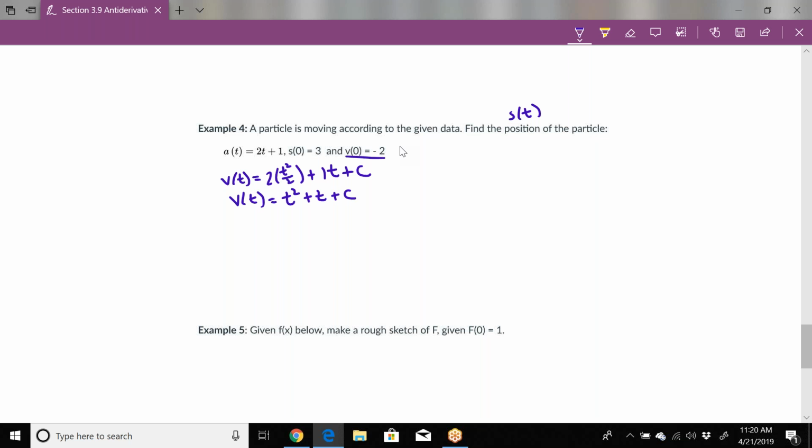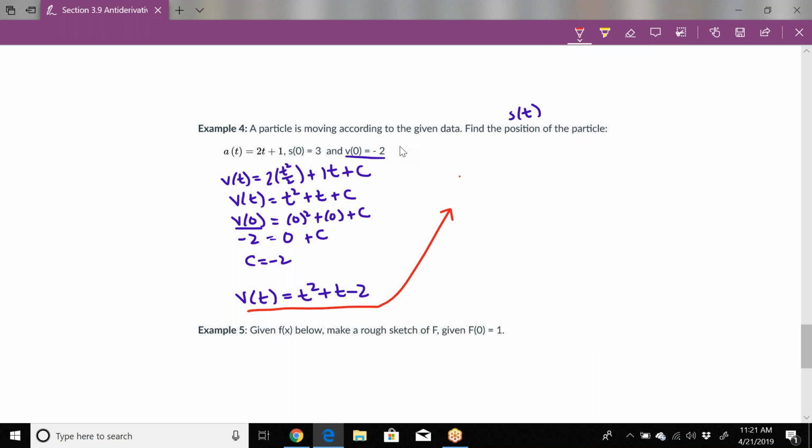So we know that velocity at 0 is -2, so v of 0 equals 0 squared plus 0 plus c. So then that's -2 according to this statement up here. These are both zeros, so that's just going to be 0 plus c, so c is -2. So that means my velocity function is t squared plus t minus 2. So then for my next one, I'm going to do a different color. I'm going to take this function and take its antiderivative, and that will be the position function, s of t.